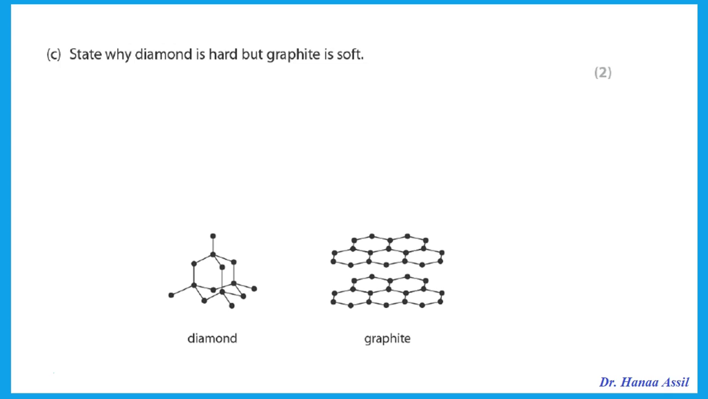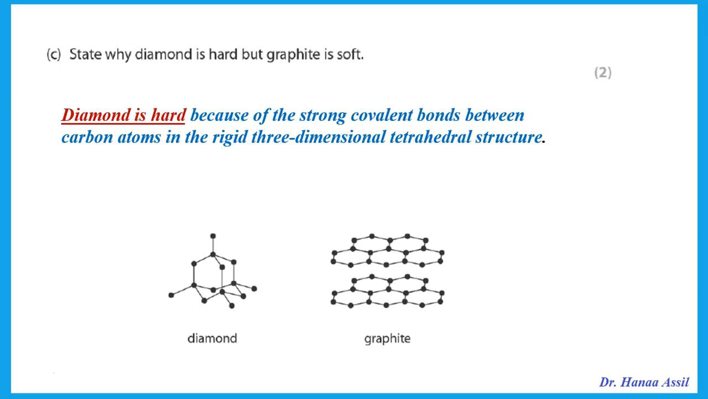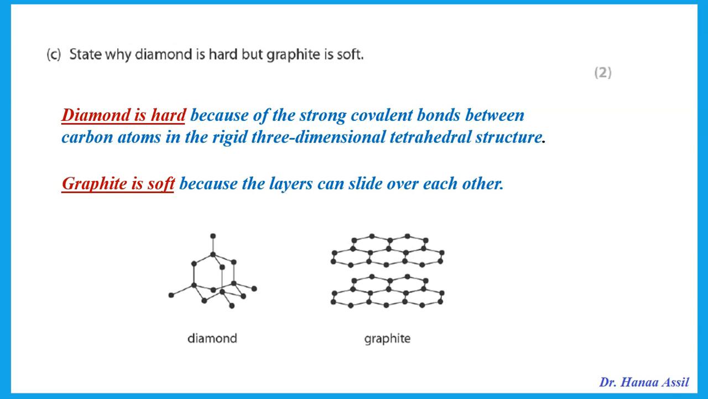We said diamond is hard, and this is because it has strong covalent bonds between the carbon atoms in a rigid three-dimensional tetrahedral structure. While graphite is soft, why? Remember that there are weak attraction forces between the layers, and this causes the layers to slide over each other.